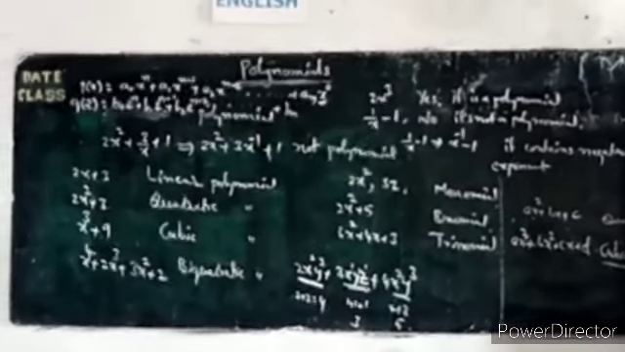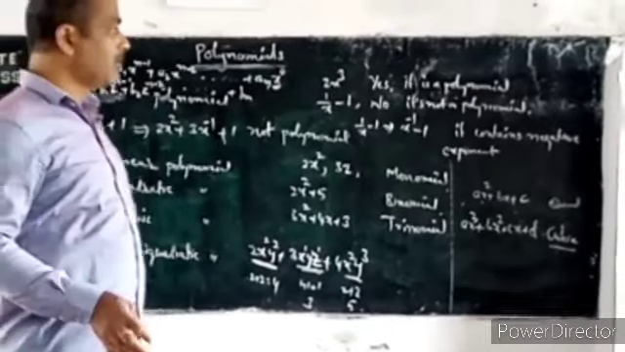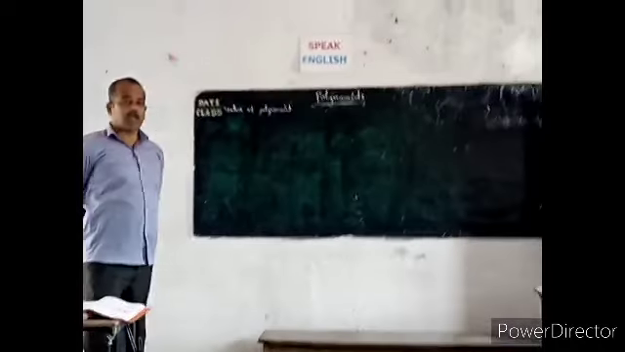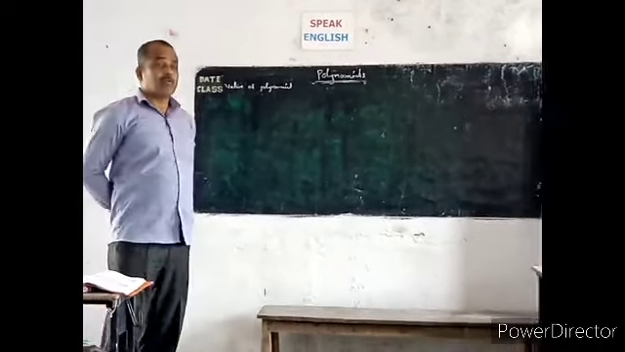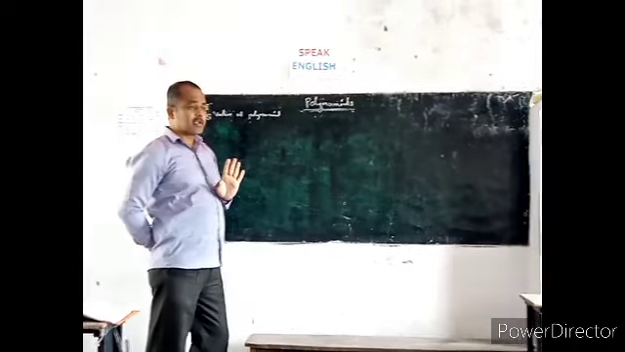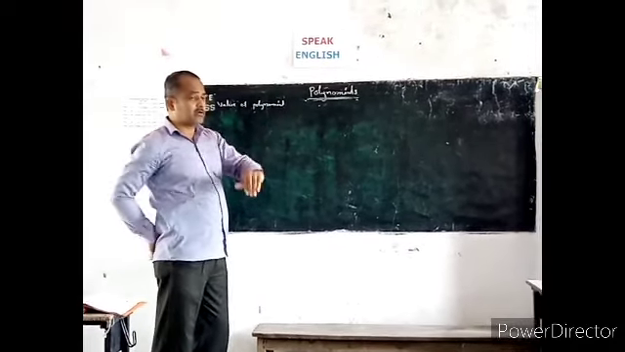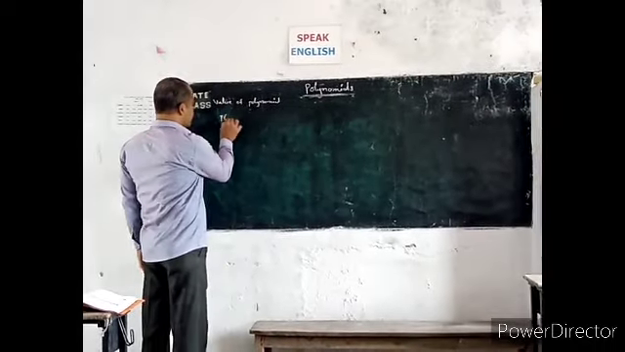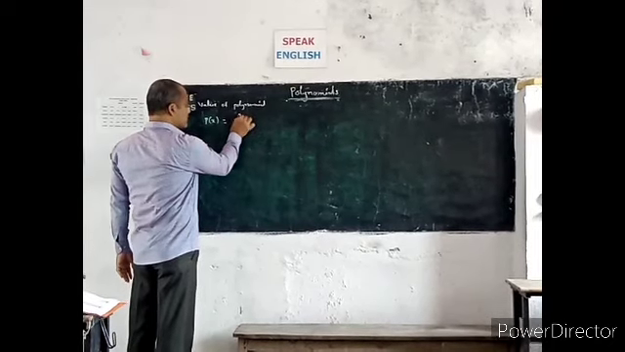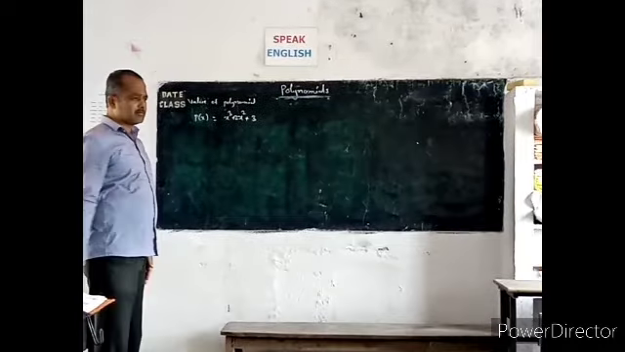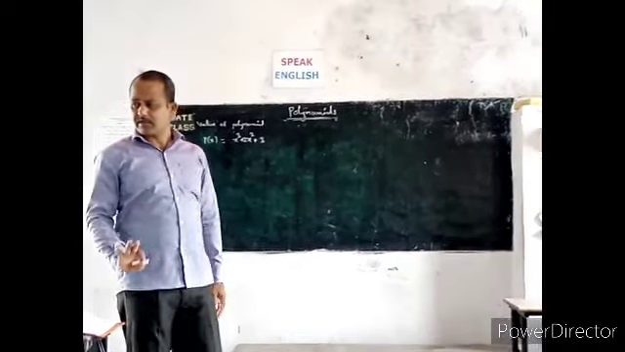Next, do this problem. Find the value of the polynomial. What is the value of the polynomial? The value of the polynomial is found by substituting any value, any digit, in place of the given variable. Suppose the given polynomial is p of x equals x cube plus 2x square plus 3. There is no x term; the x term's power is 0.